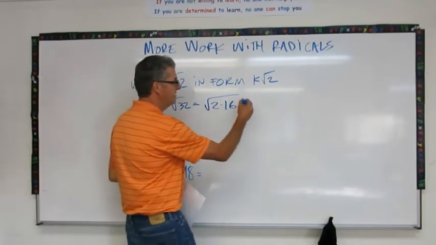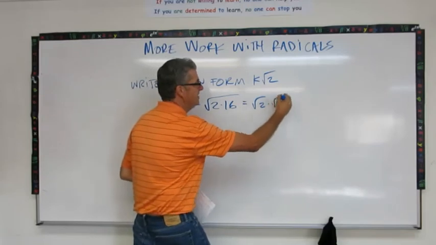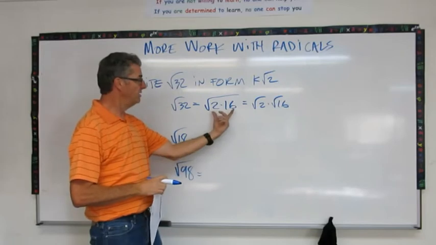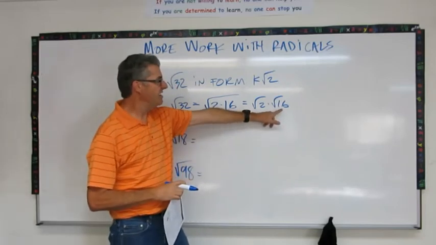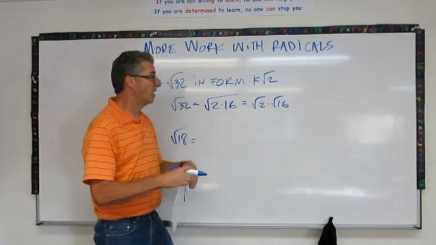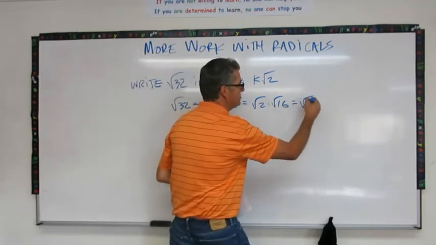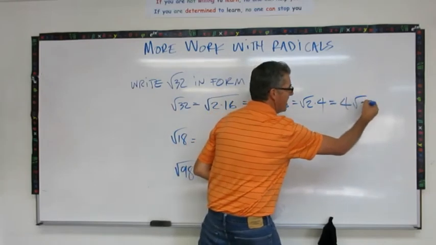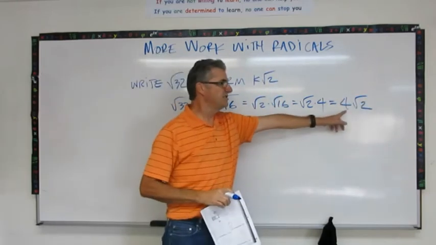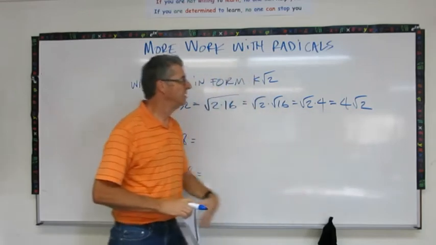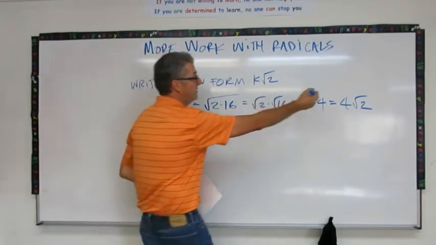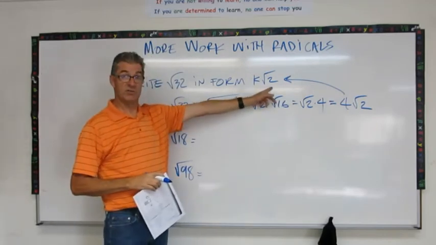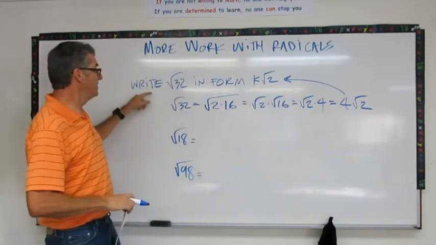Now what we can do is we can go 2 times root 16, because remember we're going backwards on that multiplying rule. I can break it up into 2 roots. Now I know 16 is just 4, so I can write root 2 times 4, which we typically write this way. The constant outside of the root comes first, then our root. So check it out. We're in that form, k times root 2. So that's the idea in this process.